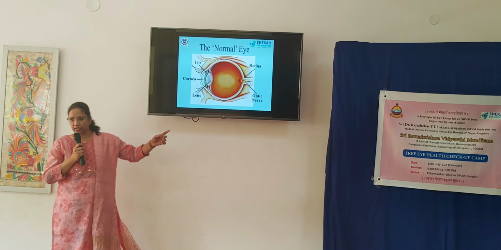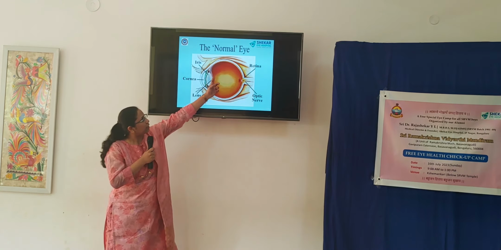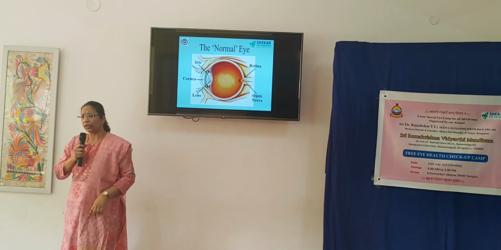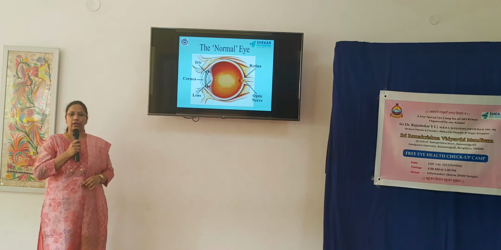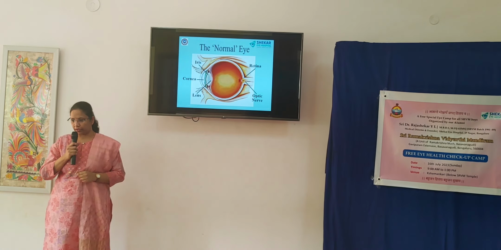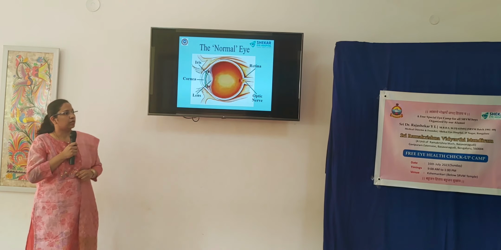Okay, are you able to see? And the orange lining you are seeing is the retina. When a patient is diabetic or hypertensive and it's not under control, that is the layer which will be affected. Okay, so let's go to the next part.